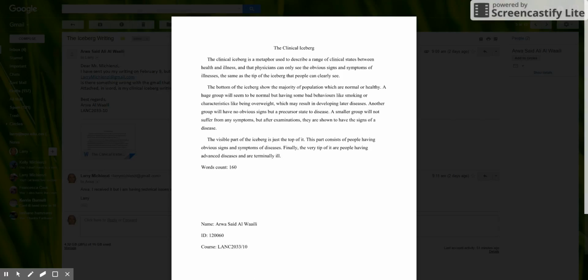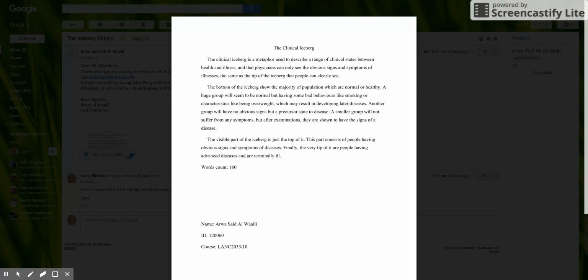Another group will have no signs, no obvious signs, but be in a precursor state to disease maybe. A smaller group will not suffer from any symptoms, but after examination, they are shown to have signs of a disease. The visible part of the iceberg is just the top of it. This part consists of people having obvious signs and symptoms of diseases. Okay. Finally, the very tip are people that are okay.